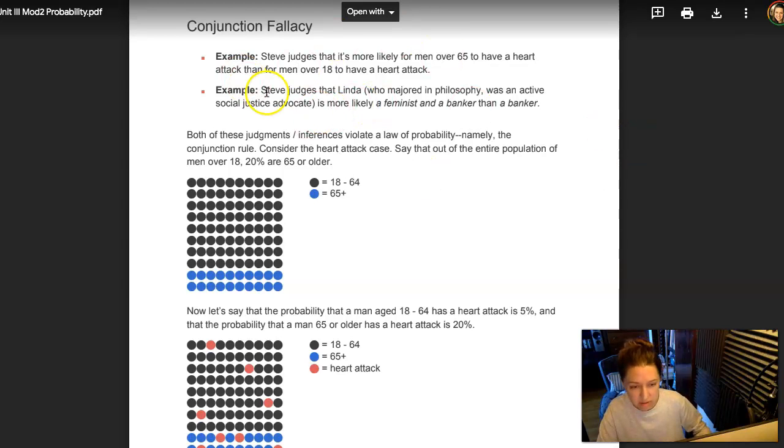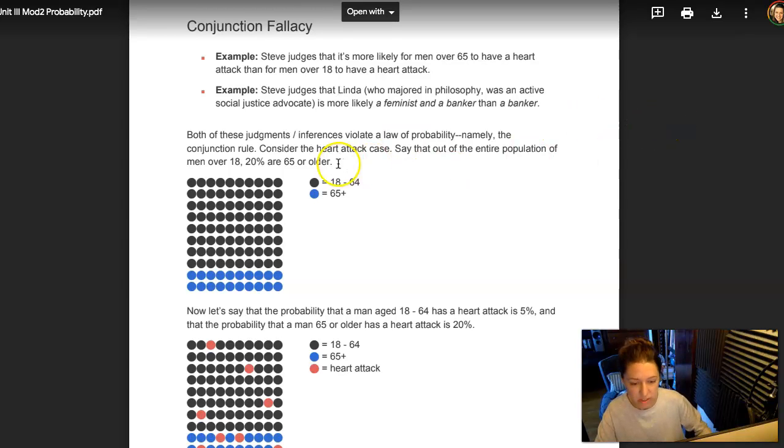Here's a similar example. Steve judges that Linda, who majored in philosophy, was an activist, an active social justice advocate. We saw the Linda problem early on in our cognitive biases section. Steve judges that Linda is more likely a feminist and a banker than merely a banker. And that is, again, a belief, but if it plays a role in reasoning, it's going to affect the reasoning, because it is a false belief that gets probability wrong.